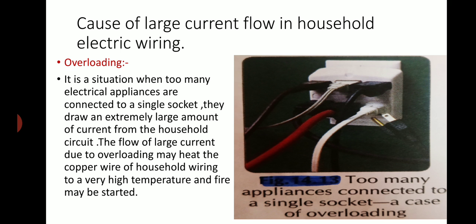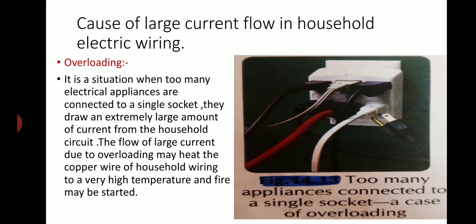Cause of large current flow in household electric wiring. Sometimes extremely large current can flow in the household electric circuit, and there are generally two circumstances when it starts flowing. First, when there is overloading, and second, when there is short circuiting.